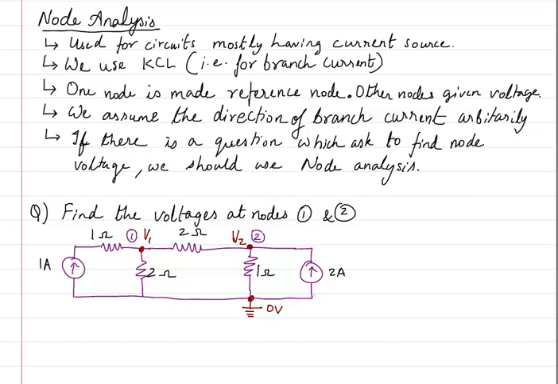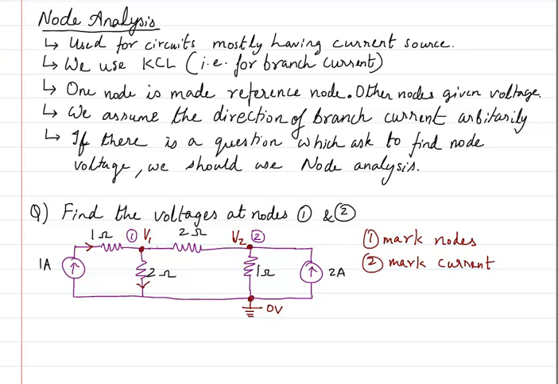Now the first step is to mark the nodes. Which nodes? All the nodes and the reference node. The second step that we do is we mark the current. So here it's already a current source in this direction, so I will mark this current as this much. The third is this branch, I can make the current go up or even I can make it go down. It's better I make it go down.